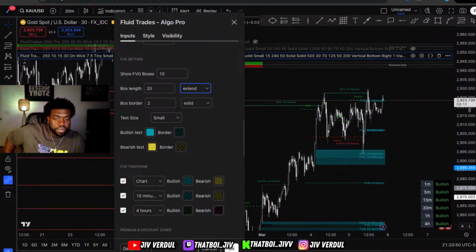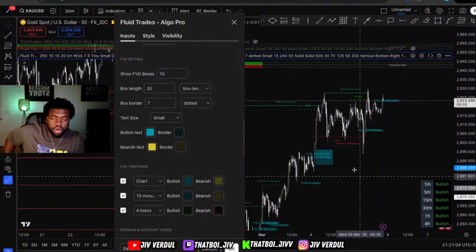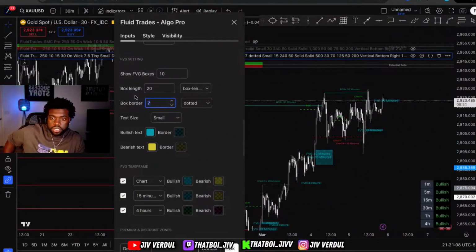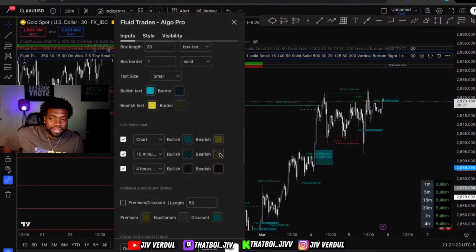As you can see here, it could play as a zone, right? You can size the border, and if you want the border dotted, dashed, or solid, it's all up to you guys. Okay, so let's make this 1. Let's keep this solid. Boom. All right. You can change the text size of the fair value gap. You can change the color, the border color, the text color, all that good stuff.